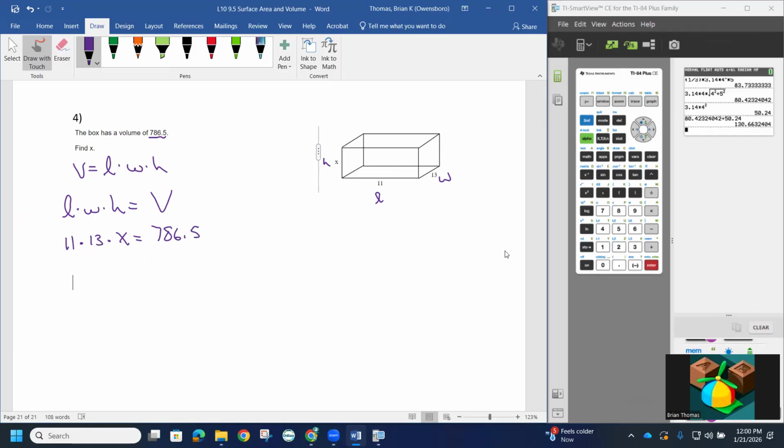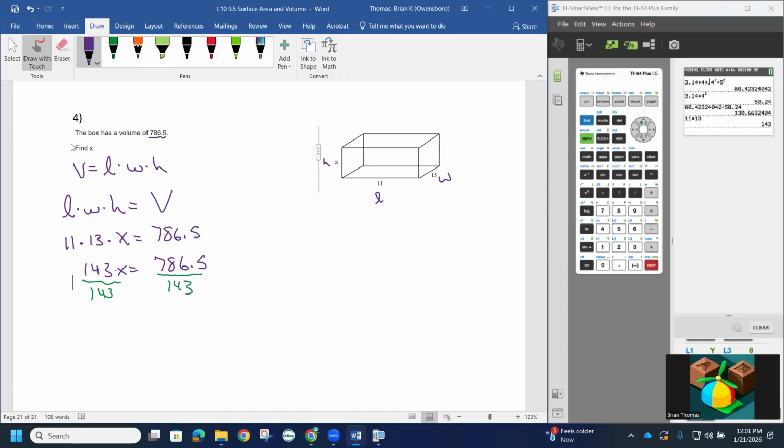So I need to know what 11 times 13 is. So 11 times 13 is going to give me 143. So this is going to be 143x is equal to 786.5. Now remember to solve for x, we got to make the coefficient of x turn into 1. So since this is multiplication, if we divide this side by 143, that's going to make the coefficient of x 1. But to keep the equation balanced, I have to divide this side by 143.